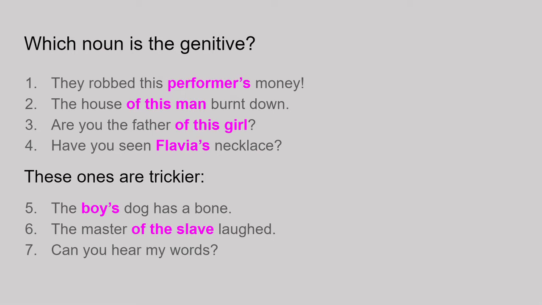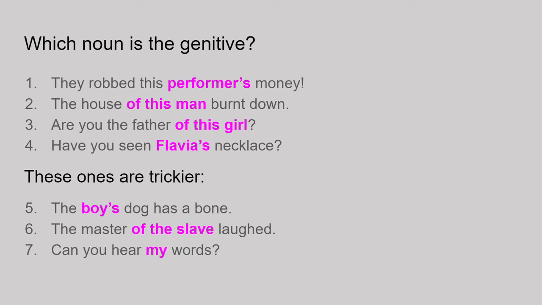Finally, the trickiest one. Can you hear my words? Did you spot this could be said, can you hear the words of me? Obviously this is very clunky and awkward, but it can help to think of it like that to show you which word is in the genitive case. It would be my in this case. Can you hear my words?